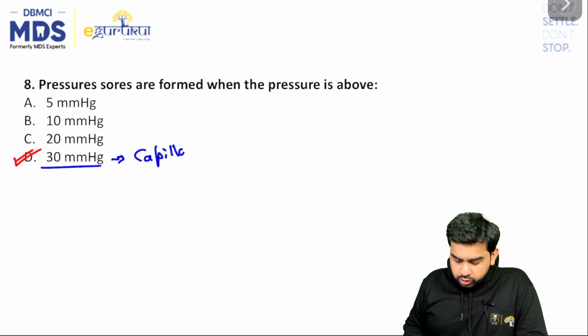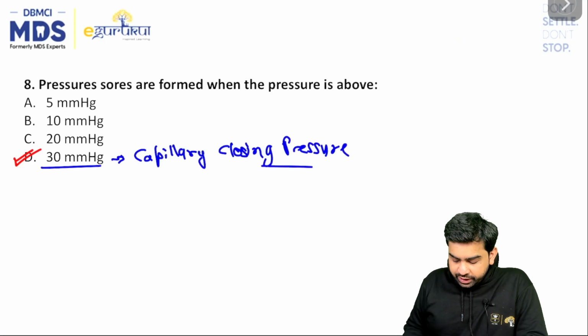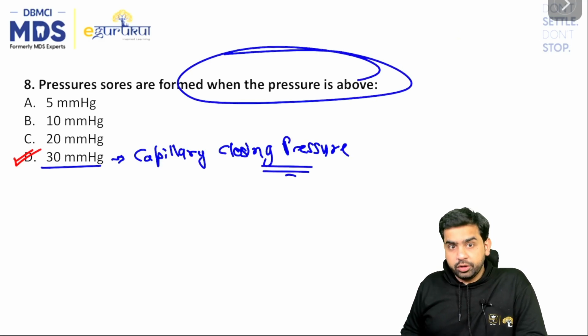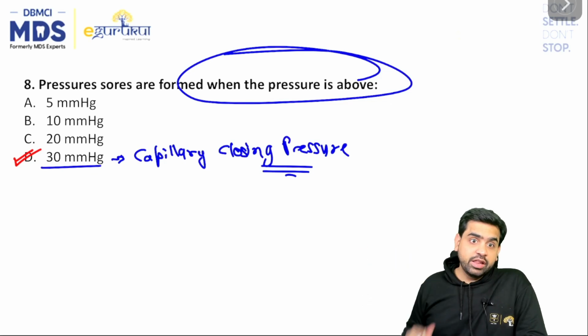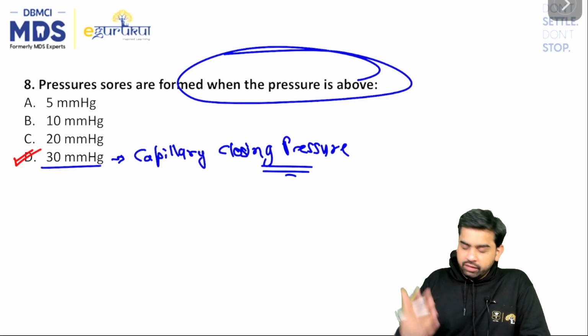What is this? This is your capillary closing pressure. If the pressure rises above this, then you say that the patient is at risk of development of a bed sore. So if the pressure rises above 30 millimeters of mercury, there is a risk of having this particular bed sore.